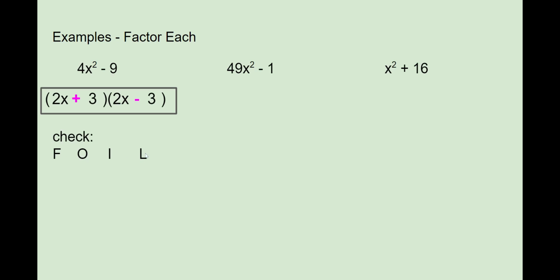Just a quick check. We're going to go back to check it. Remember, if we multiply it back out, it has to equal what we started with. Otherwise, we factored it incorrectly. So when we go first, outer, inner, last, the outer and inner terms cancel, and we're just left with the first term minus last term.